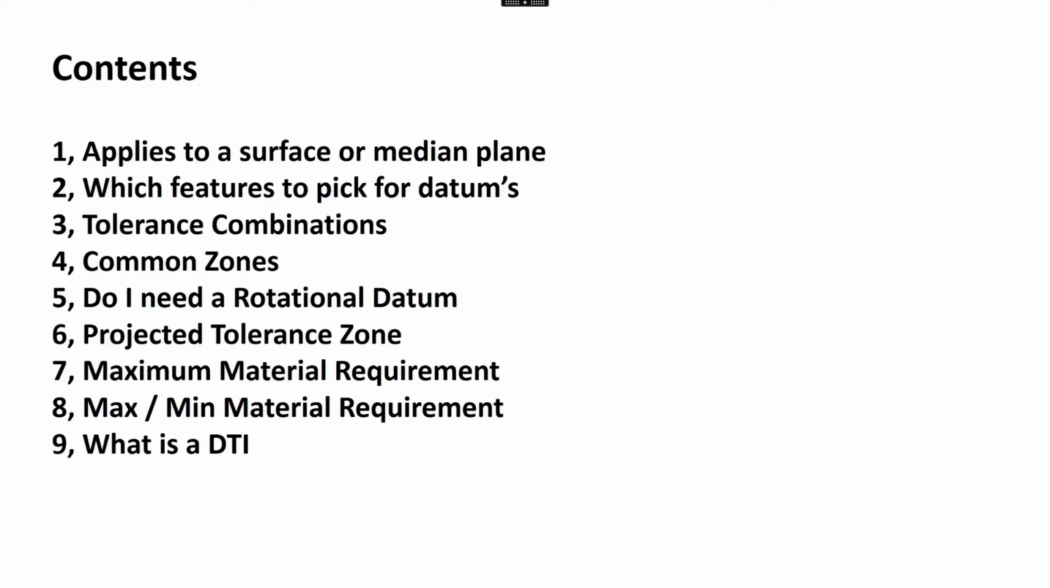Right, some of the things we're going to go into today. There's different ways to apply the GD&T symbols. It's important to understand whether the symbol applies to the surface or the center line or the medium plane of the feature. Which are the best features to pick for datums, some tolerance combinations, common zones, whether or not you need to use rotational datums as well as your normal first two datums or not, a little bit about projected tolerance zones, minimum and maximum material requirements.